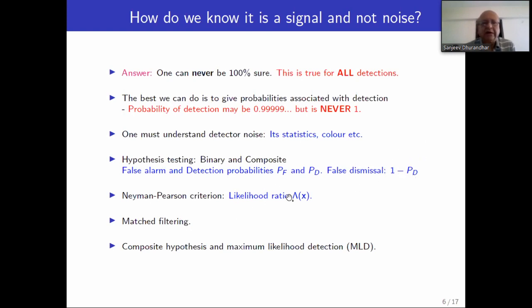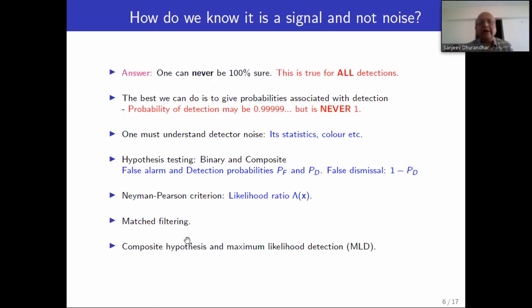I'll be defining all these things. And what is appropriate in our case is what is called the Neyman-Pearson criterion. The Neyman-Pearson lemma tells you how to actually go about it, the likelihood ratio and things like that. And then I'll come to matched filtering, then composite hypothesis and maximum likelihood detection. So this is basically the plan of the talk.